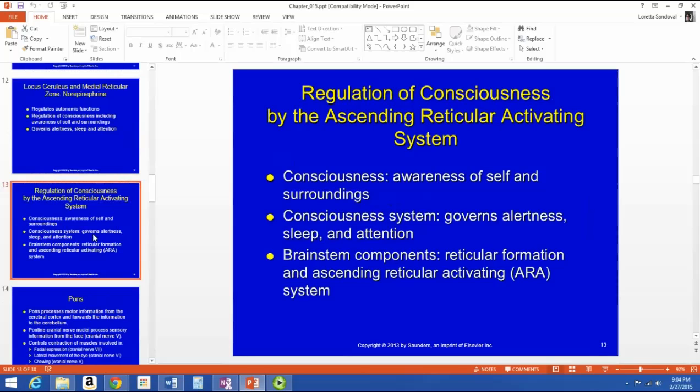One of the big areas of the reticular activating system is called the ascending reticular activating system, or they'll call it the ARAS. Reticular activating system, they'll call the RAS. And the ARAS functions in consciousness. That's your awareness of self and surroundings. It governs alertness, sleep, and attention. And so that has a lot to do with the sleep cycle and the consciousness. So there's a lot going on in the reticular formation.